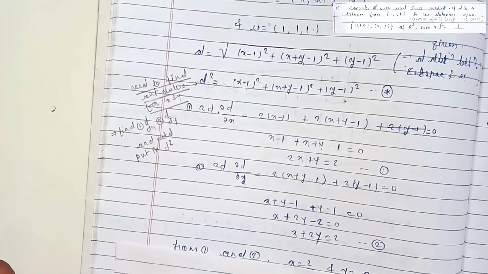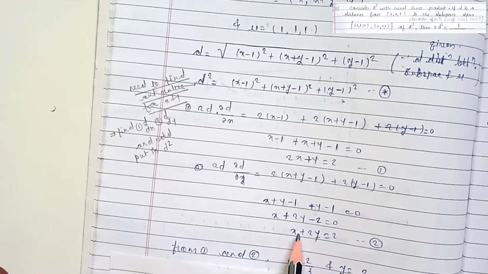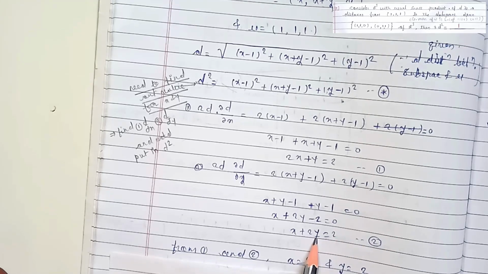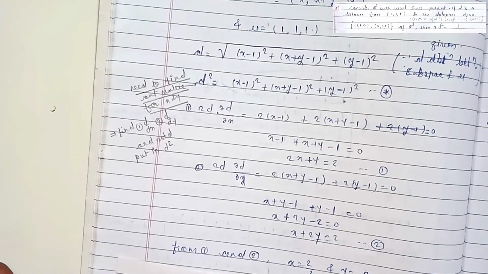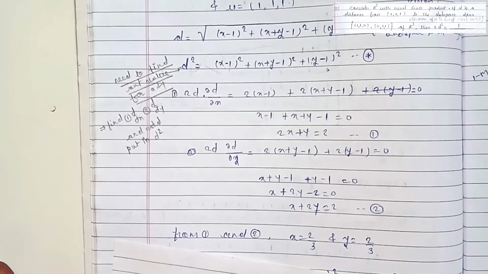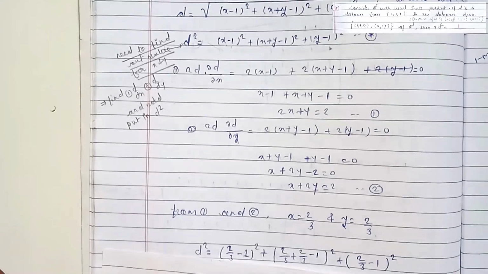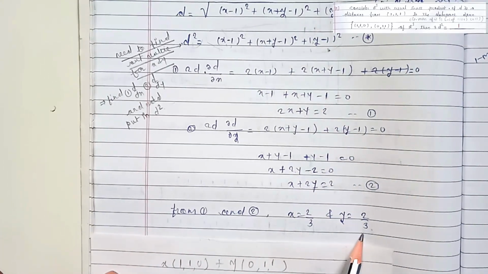Now let's work out the values for x and y using these two equations. If we substitute the value for x, you will get x is 2 by 3 and y is 2 by 3. This is quite easy to find, so I'm not going to explain how to find the value for x and y from linear equations, since you learned that already in previous standards. So I got x as 2 by 3, y as 2 by 3.